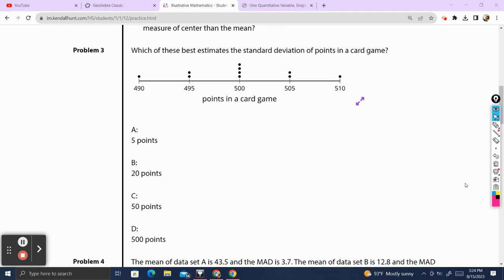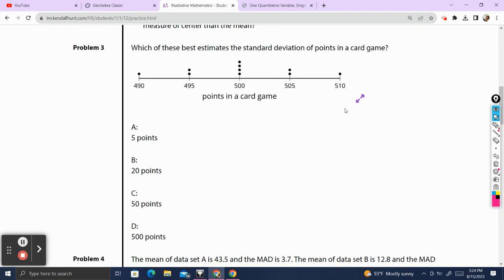Problem 3. Which of these are the best estimates of the standard deviation of points in a card game? So we have 500, looks like it's the mean. Well, it has to be the mean because this is symmetric. So we also have, do most of these deviate by 5 points, or do they deviate by 20 points, 50 points, or 500 points? Let's do a few calculations.